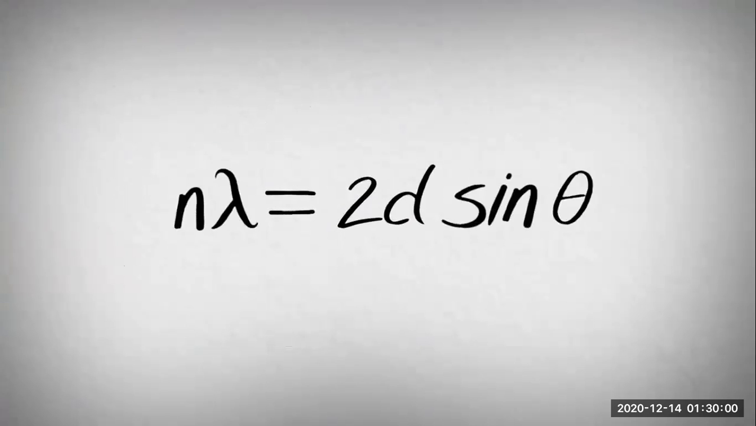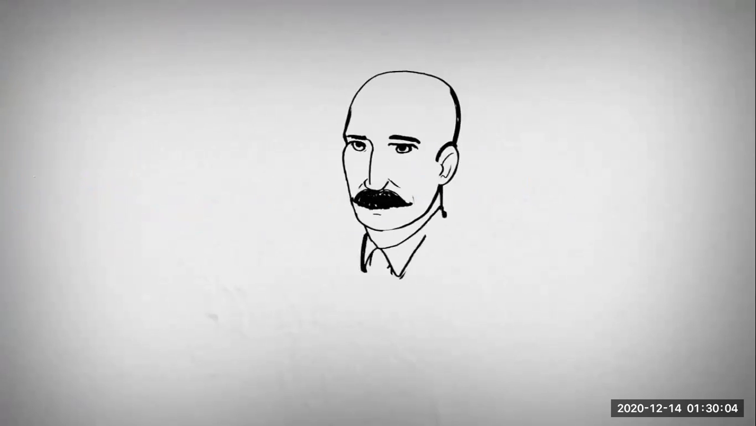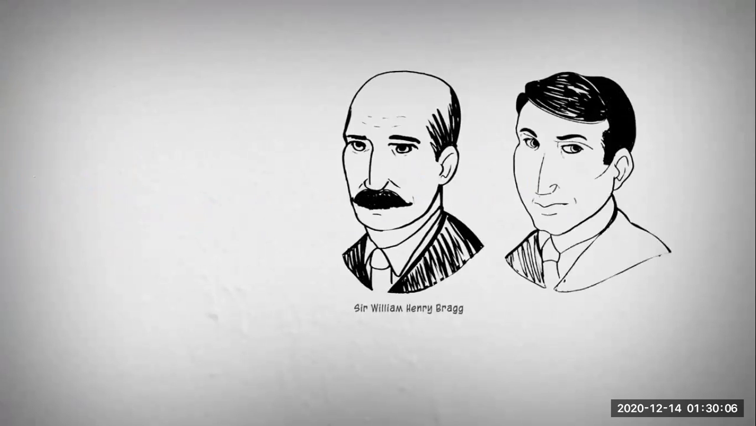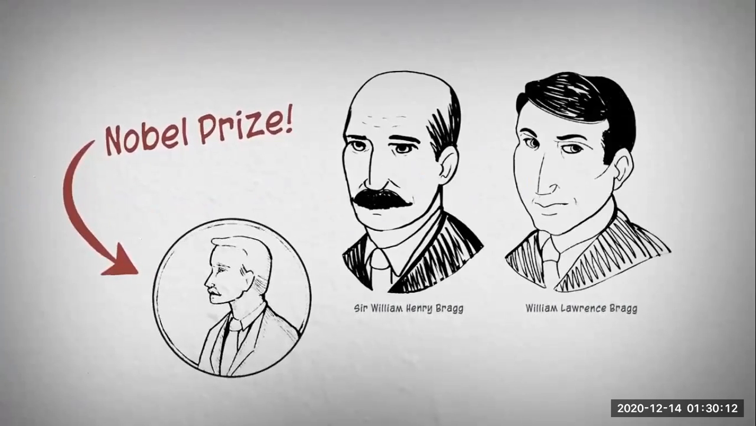Rearranging this equation yields an equation commonly known as Bragg's law, named after Sir William Henry and William Lawrence Bragg, the father-son team who won the Nobel Prize in 1915 for their work analyzing crystal structures with X-ray diffraction.